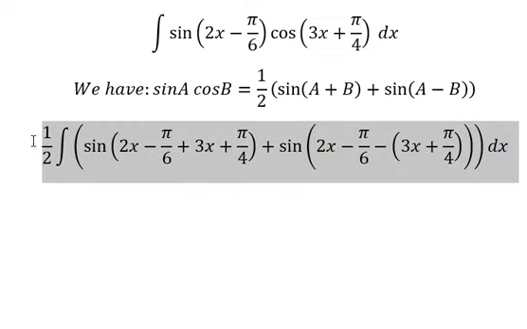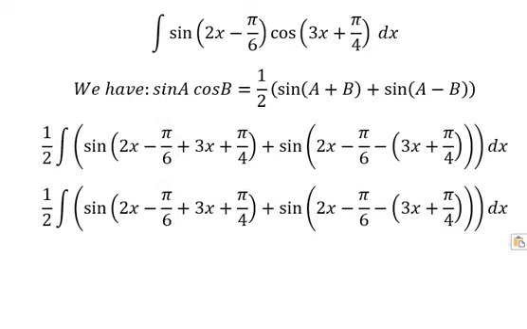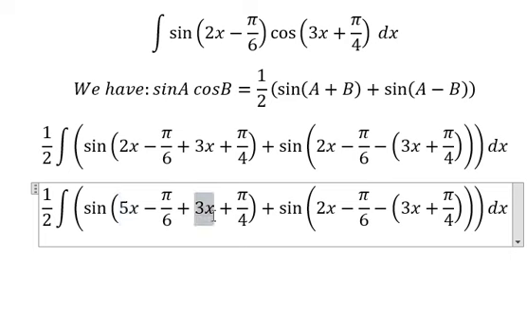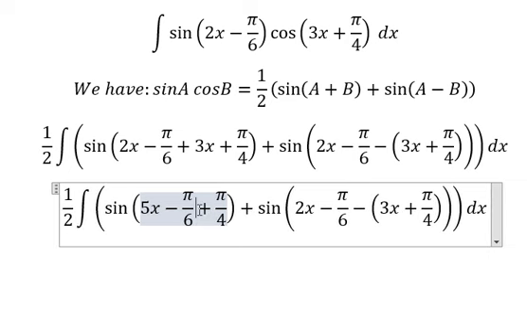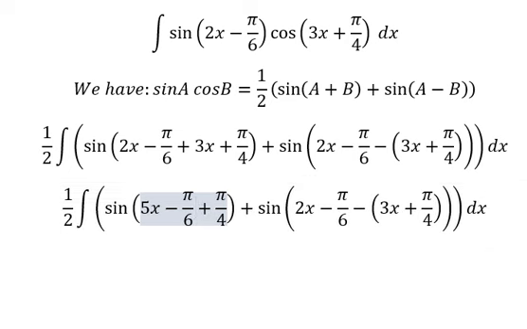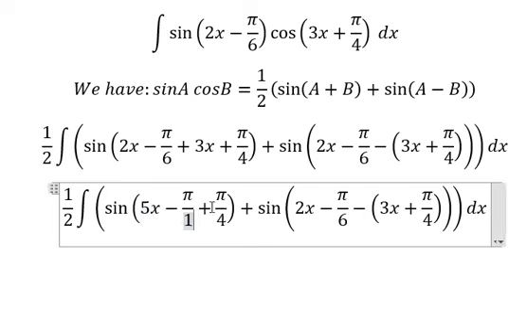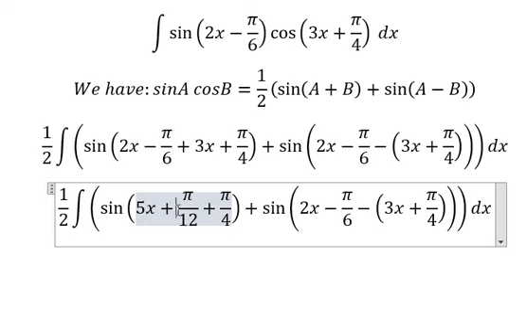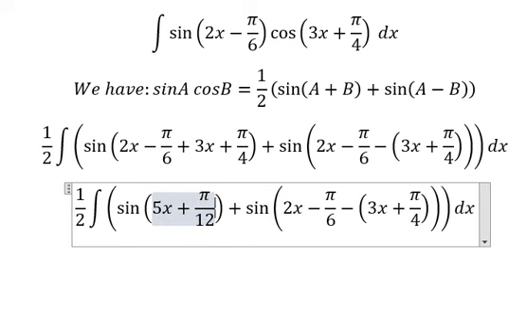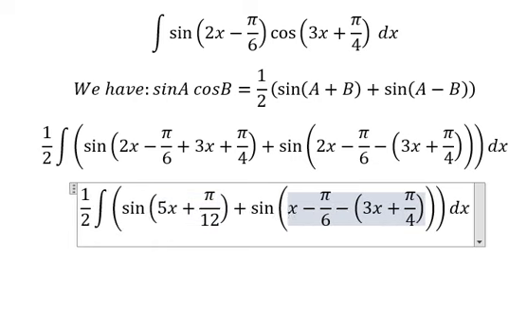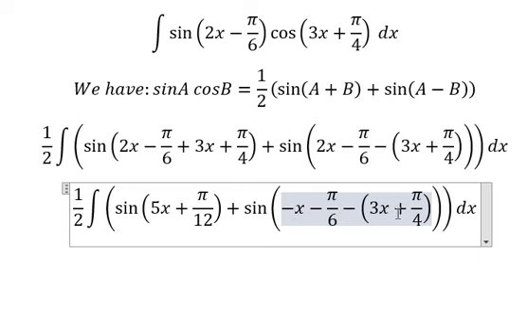And now we need to simplify. 2x with 3x, we have 5x. b over 4 minus b over 6, we have b over 12. So 2x minus 3x, that is negative x. Negative b over 6 minus b over 4, that is negative 5b over 12.